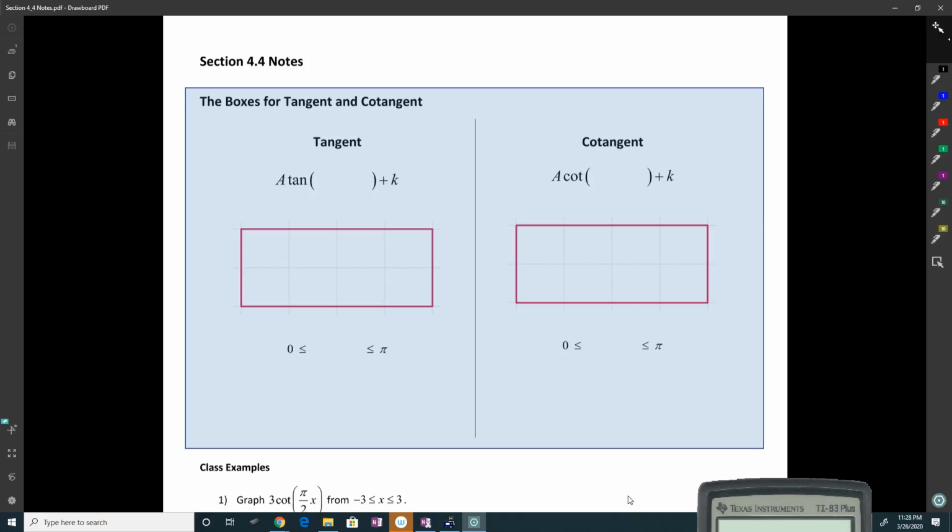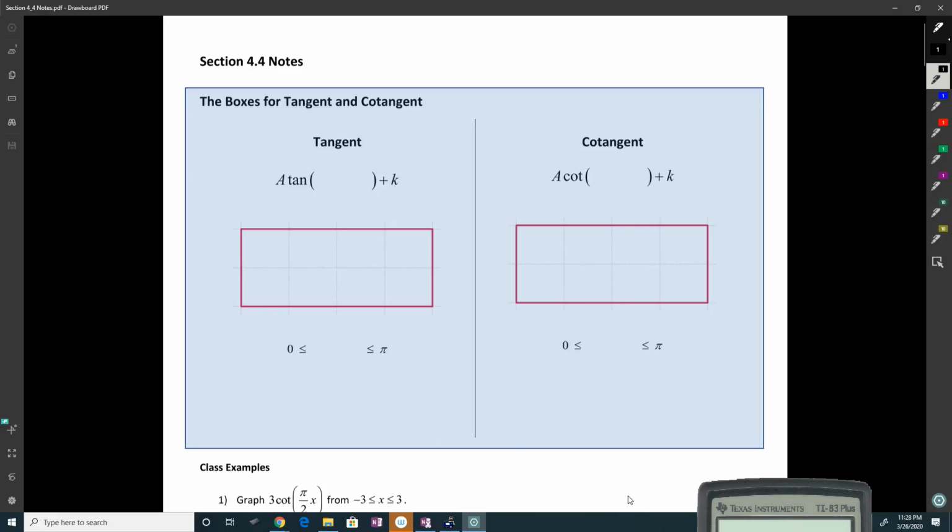Alrighty guys, so today we're going to be doing section 4.4, and in my opinion this is the weirdest one because we're going to graph the other functions that aren't sine or cosine. So tangent, cotangent, secant, and cosecant. Anyway, we're going to start with just the boxes for tangent and cotangent.